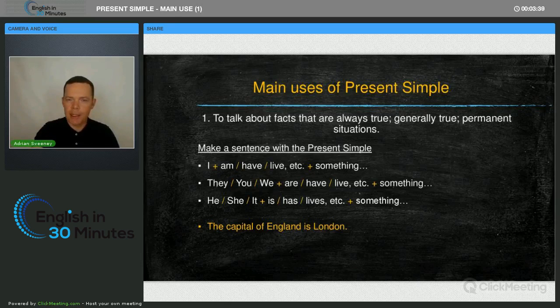Next one. I'd like you to tell me something that is generally true about English people. So, English people drink tea, or a lot. Tell me the tea drinking habits of English people. Ready? English people drink a lot of tea. Very good.